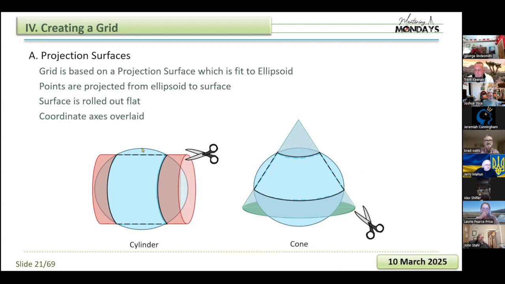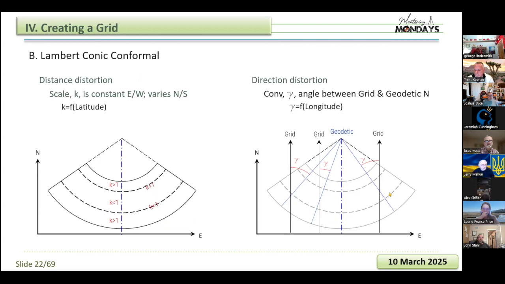And then we have to look at the relationship between the geodetic meridian and the grid meridian that we're going to build on the coordinate system. So on a conic projection, real quick, scale is constant east and west. It varies north and south. So for long east-west areas, we use a conic projection because the scale doesn't vary as much. The convergence is a function of longitude.